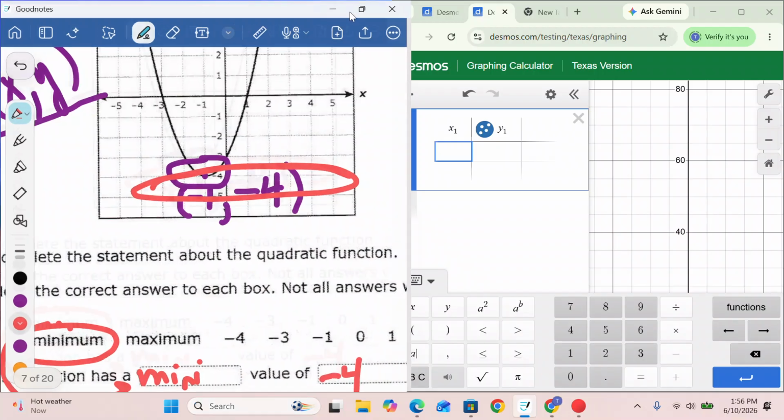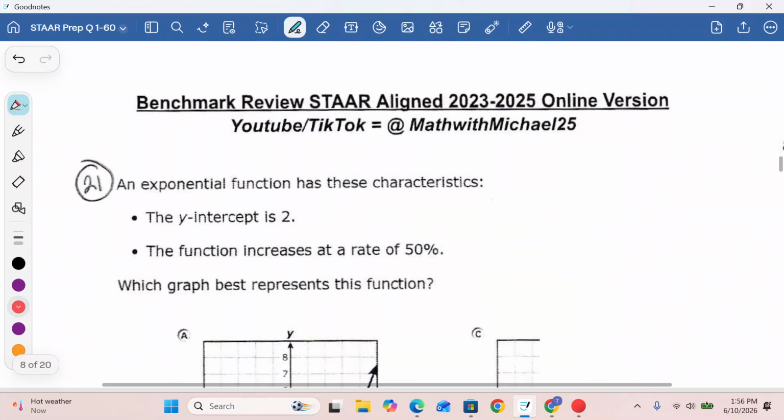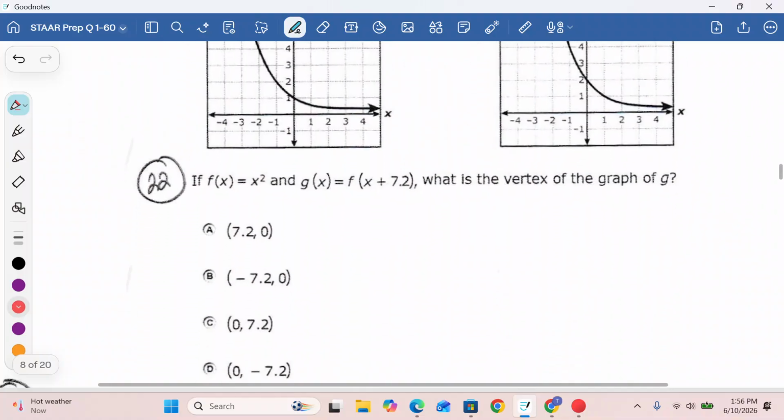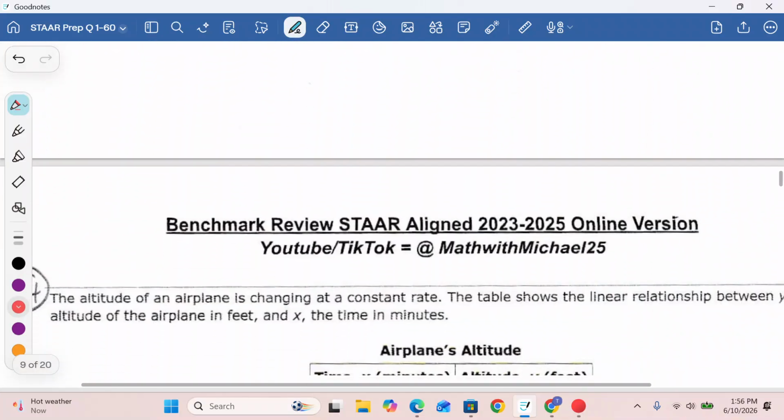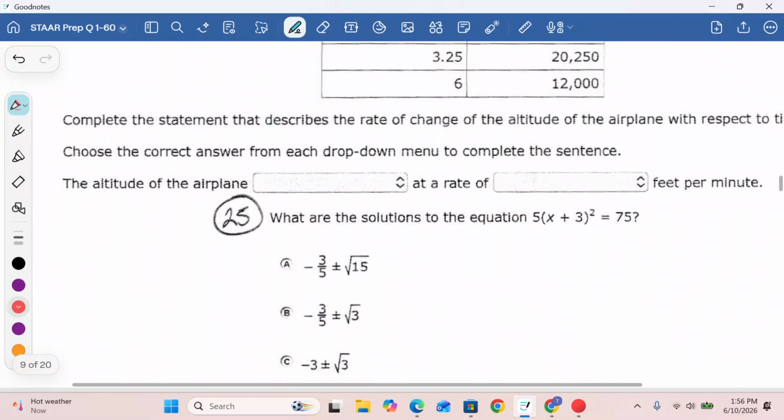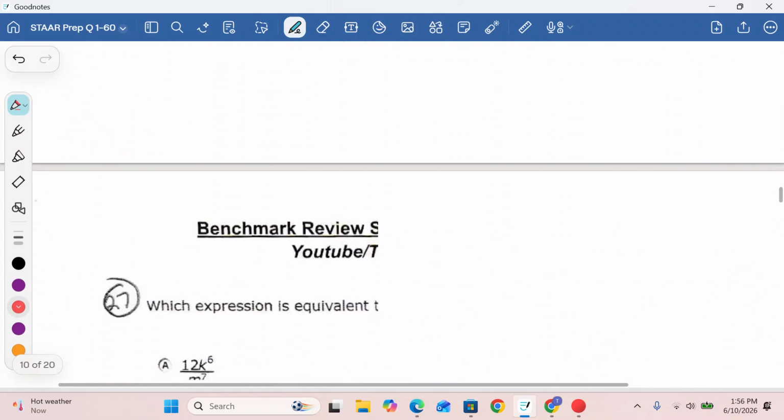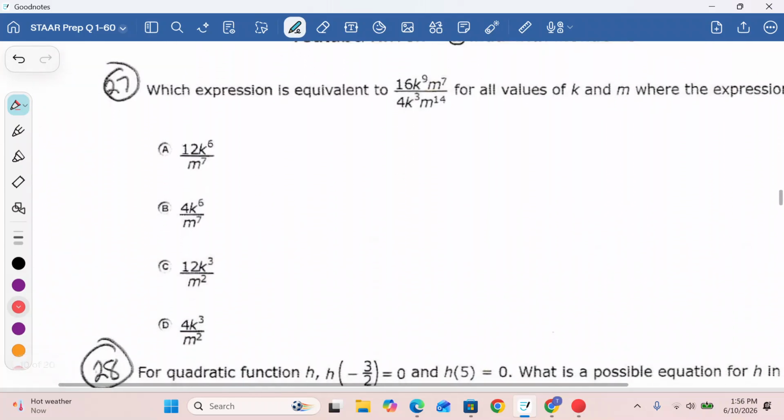Okay, so let's see which one else, because we're going to do half of this today. Okay, we're almost done. Perfect. The next one that I want you to go to, did we say we were going to do? I think we were going to do number 27.